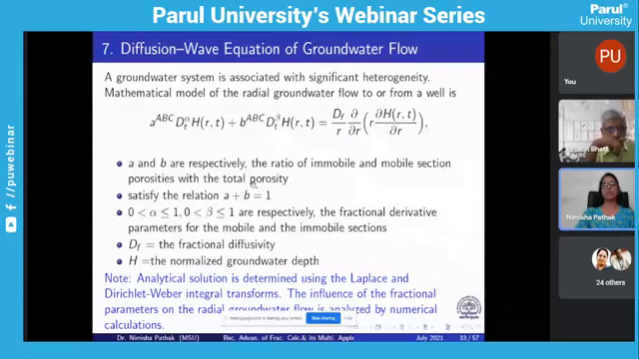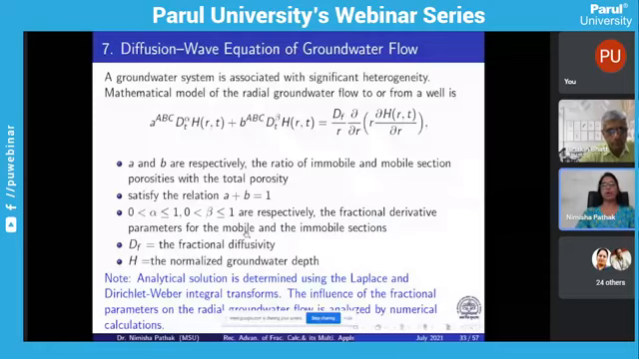where A and B are the ratios of immobile and mobile section porosities to the total porosity, and this is the relation: A plus B equals 1. Alpha lies between 0 and 1, beta also lies between 0 and 1, and they are nothing but the fractional derivative parameters for the mobile and immobile sections. And D_F is the fractional diffusivity, and H is the normalized groundwater depth.